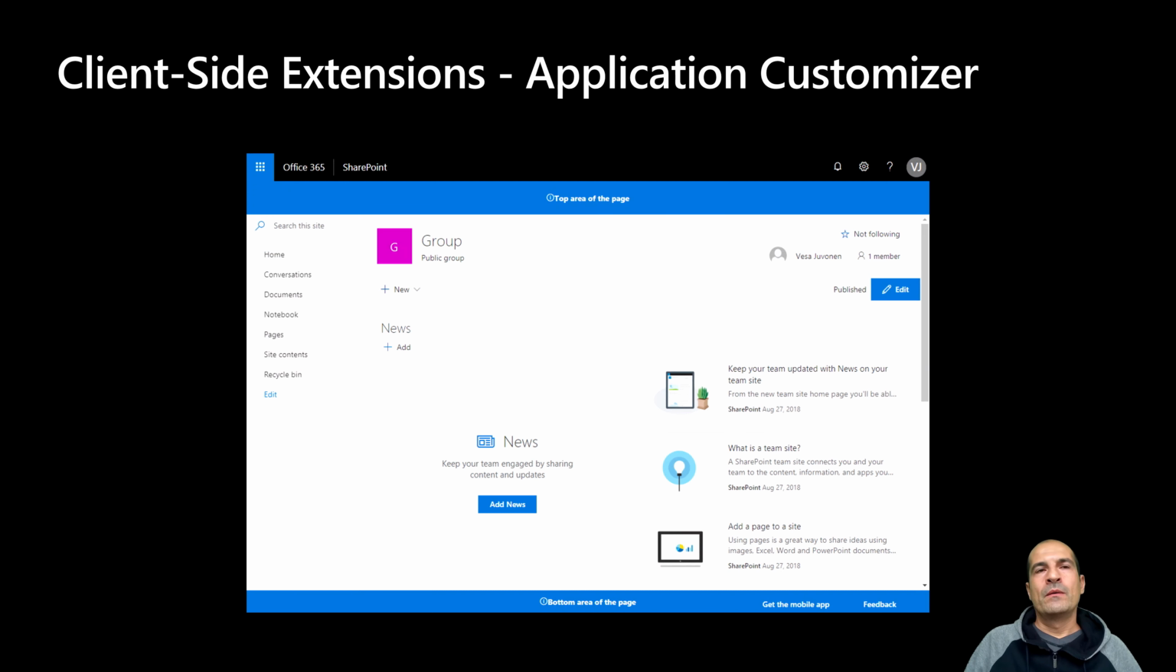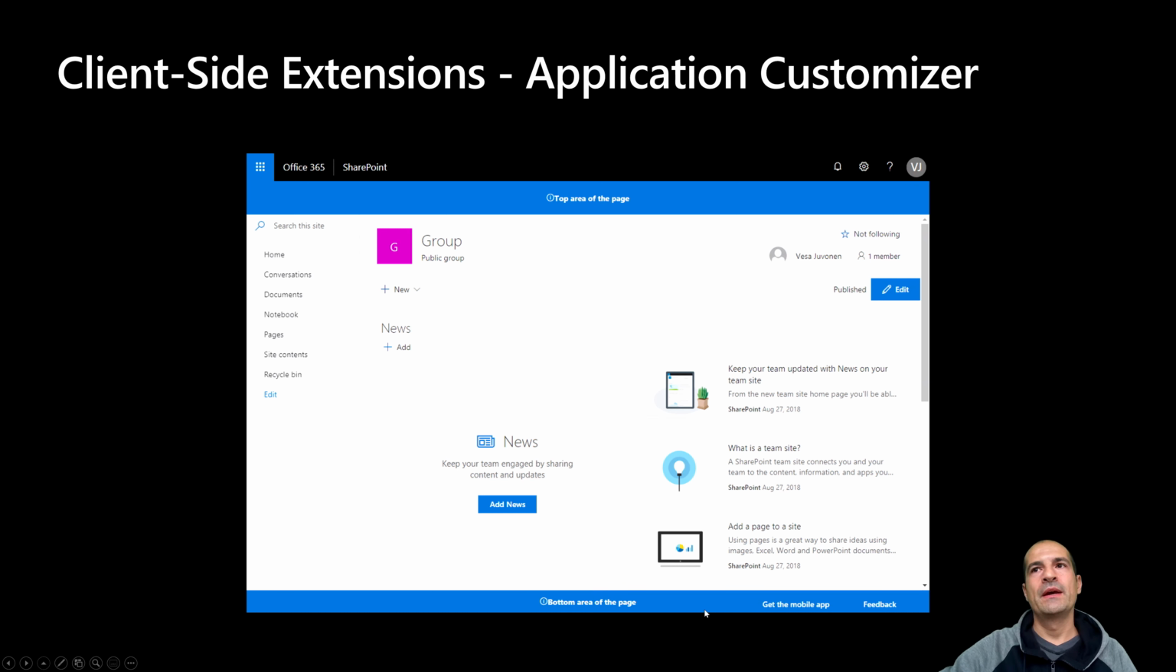Okay, so now let's go ahead with the client-side extensions. This is the second type of solution that you can deliver with SharePoint Framework. This is the application customizer, and it helps you basically to inject HTML and JavaScript in a SharePoint page. In the image that you see here in this sample, we see that the application customizer injects the top area on the page, and we have the footer here, the bottom area of the page.